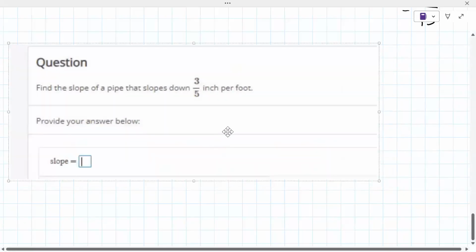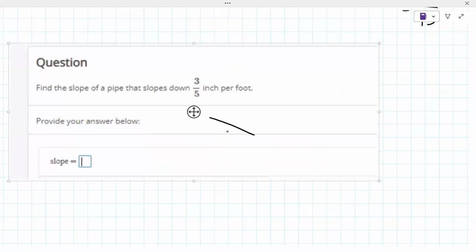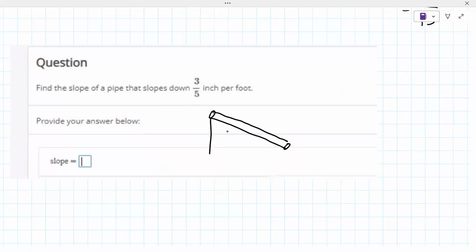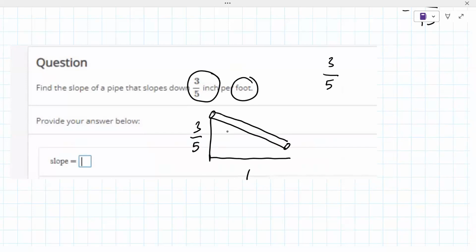So the slope of a pipe that slopes down. So the pipe is going down like that. That's the pipe. And it's going down 3/5 per 1 foot. Okay. Now, problem here is that this is in inches and this is in feet. So we need to convert. Do you remember how to convert from inches to feet? No, I don't. So there are 12 inches in 1 foot. So 1 foot is 12 inches like that.